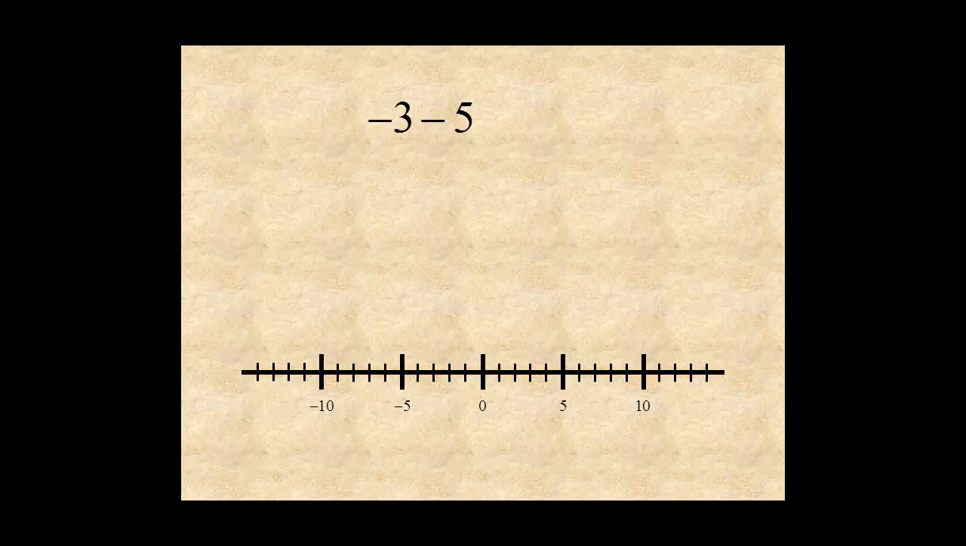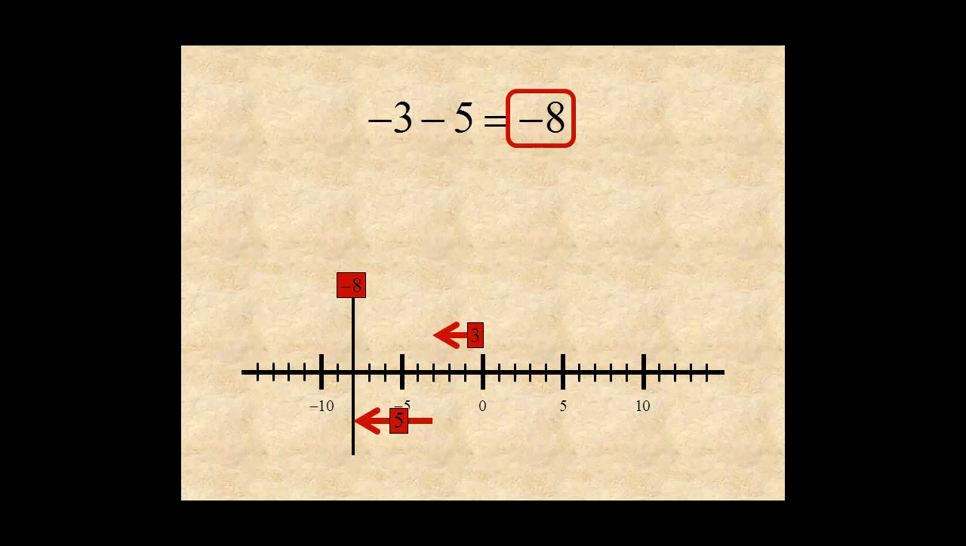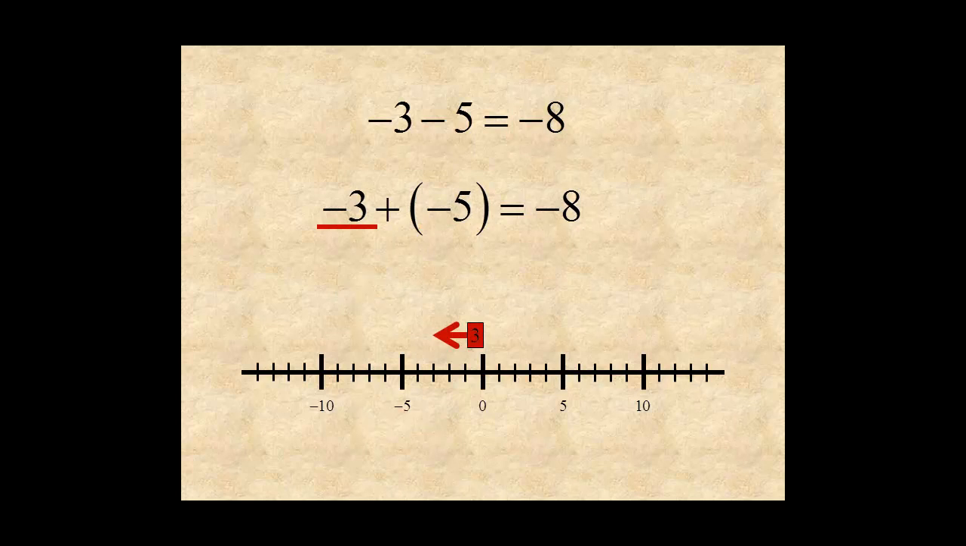Here's a third example. To subtract -3 minus 5, start at the origin and count 3 units left, and then 5 units left. Since you end up at -8, you can see -3 minus 5 equals -8. And again, the important thing to notice about this example, -3 minus 5 is the same as -3 plus -5. That is, 3 units left plus 5 units left is -8.